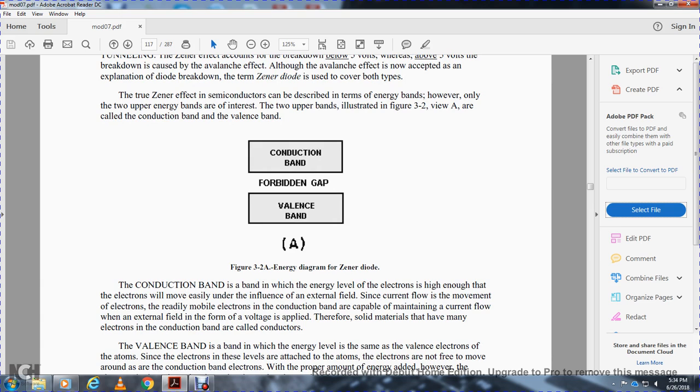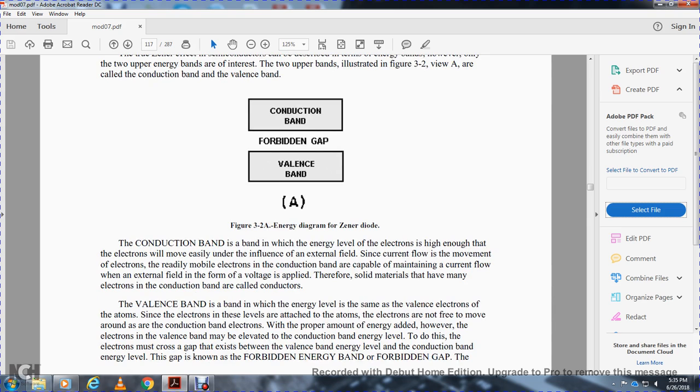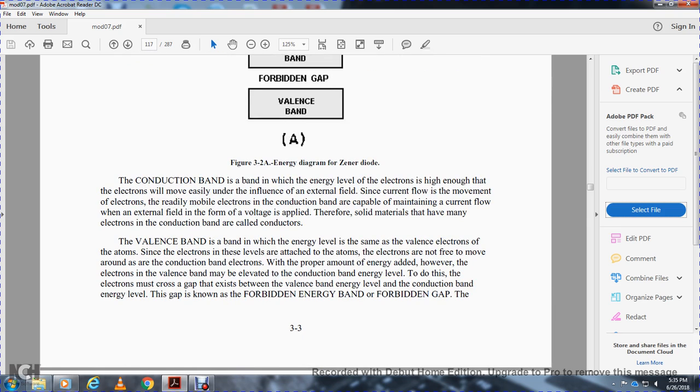Feel the sense of the current flow with the movement of the electrons readily mobile. The electrons in the conduction band are capable of maintaining the current through the external field in the form of the voltage supply. Therefore, solid materials that have many electrons in the conduction band are called conductors.